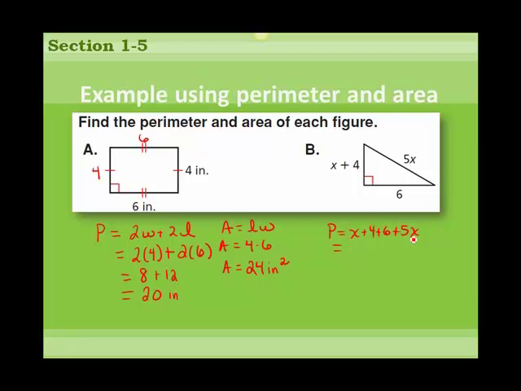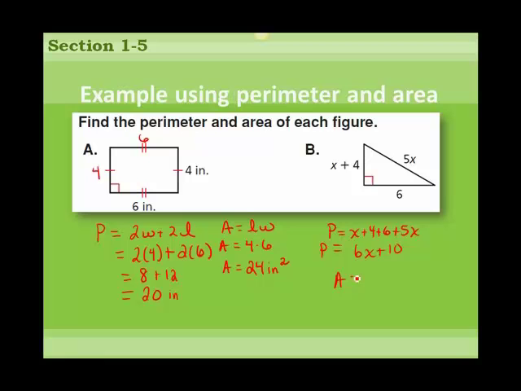If I simplify by combining like terms, I get my perimeter as, let's see, we have x and 5x, that gives us 6x, and then 4 and 6, that gives us 10. So this is as simplified as it can get, and that's my expression for the perimeter.